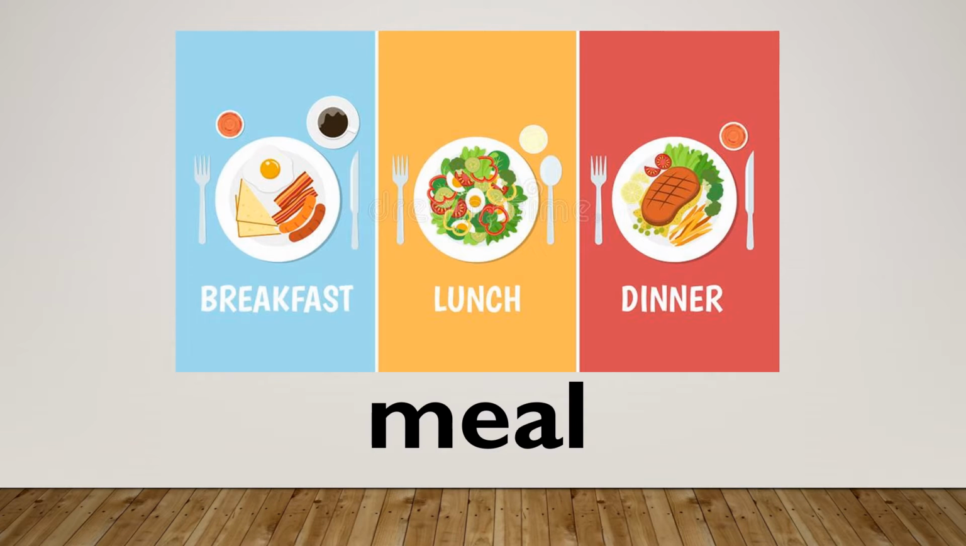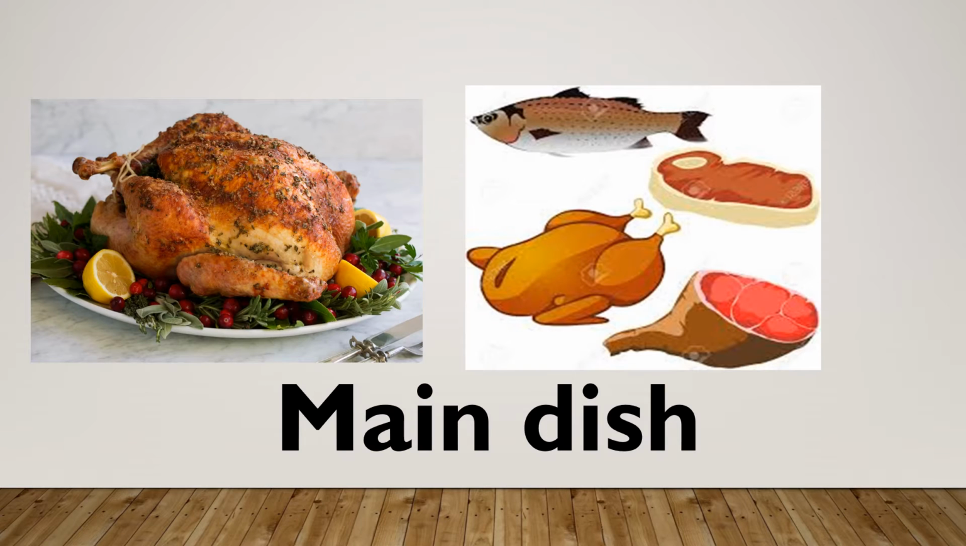Now we are going to study together some food-related words. We'll start with the word meal. Please repeat after me. Meal. We have 3 meals. They are breakfast, lunch, and dinner. And for any meal, we have main dishes and side dishes and dessert.